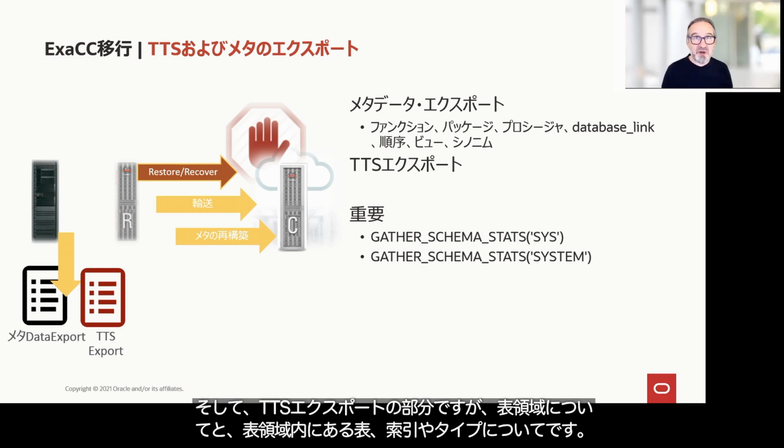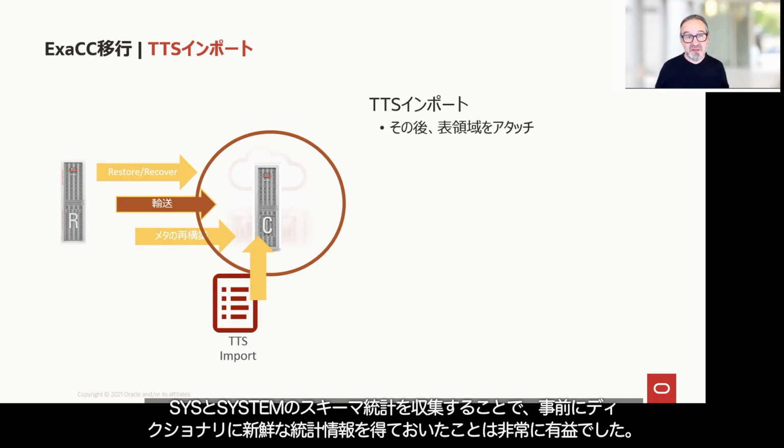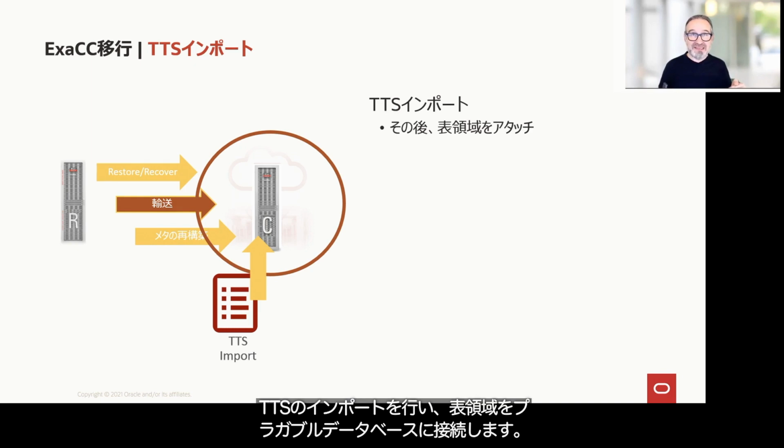And then the TTS export part. So this is what is our table space and what is inside that table space. Tables, indexes, types. It was very beneficial to generate fresh statistics beforehand in the dictionary by gathering schema stats on sys and system. Then, once this is done, we can go over now to our PDB. We do the TTS import, which means now we plug in the table spaces to our pluggable databases.